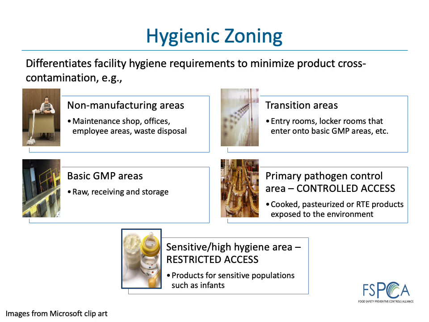Sanitation needs in basic GMP areas, such as receiving and storage areas and those that handle raw product, that are physically separated from sensitive areas, e.g., where an RTE food is exposed to the environment, typically are managed by GMP requirements and not preventive control requirements. More attention to sanitation and primary pathogen control is needed in areas that handle ready-to-eat products that are exposed to the environment. Even more diligent efforts are needed in areas that handle products for sensitive populations such as infants. Control of traffic patterns between these areas with different levels of hygiene can minimize the transfer of hazards.